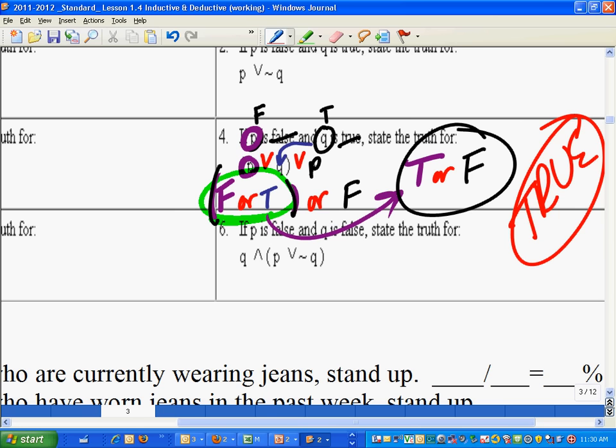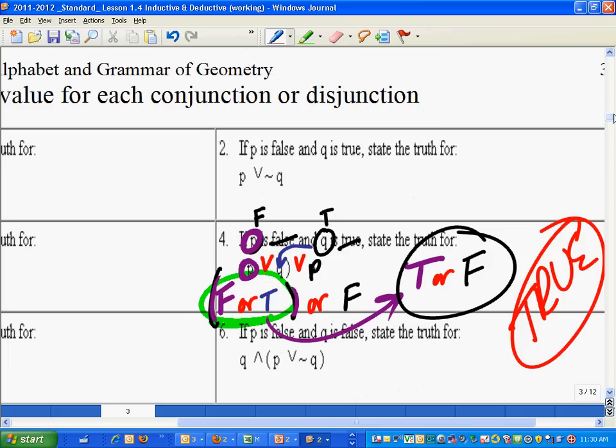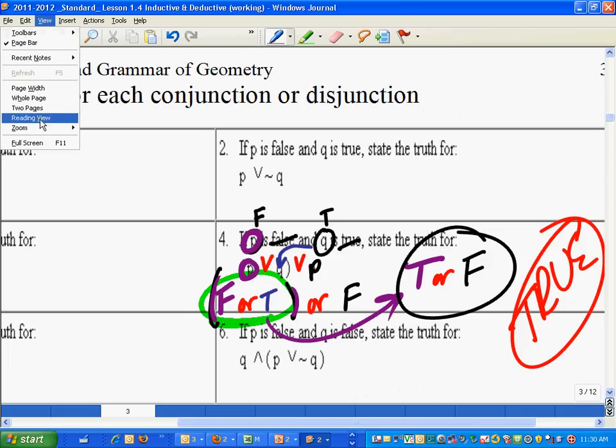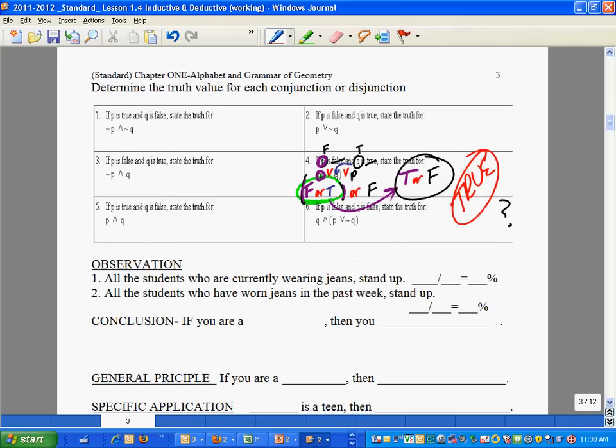Okay, let's do the next part. Let's get something in there that has some layers to it. Number three. So if P is false, okay, let's always set it up first. So if P is false, we're going to circle P and put an F above it.